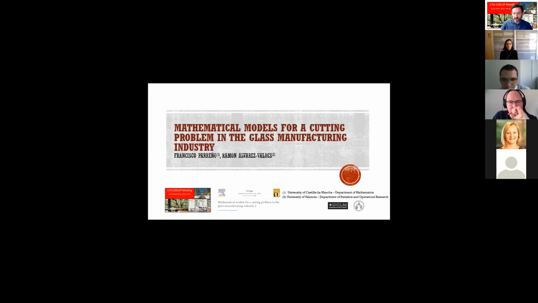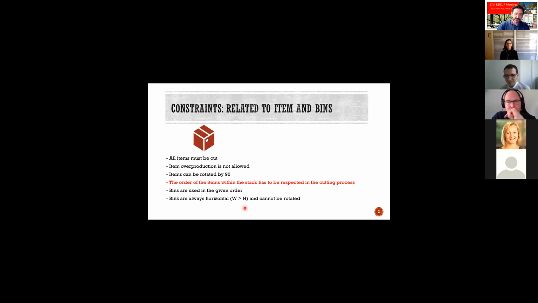This is a joint work done by Ramon Alvarez from the University of Valencia and by myself from the University of Castilla-La Mancha. This work has been recently published in Omega. And the starting point is, as Ramon said in the first talk, we thought about the possibility of doing an exact method for this problem.